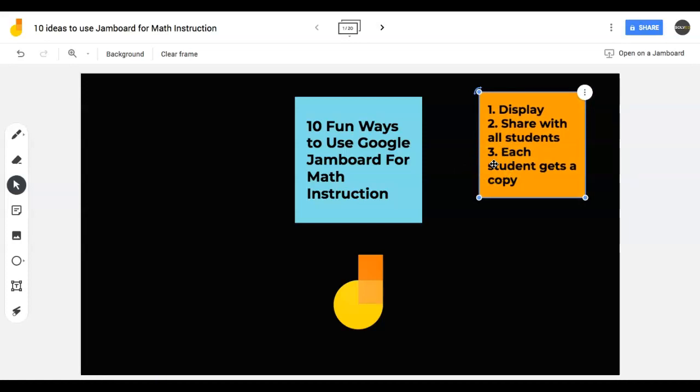with your student. Number 1, display it. Number 2, share with all students, where all students will have access to the same board and edit the same board as a collaboration. And number 3, you could share a copy with each student, where each student will get their own copy and they'll be able to work individually on each one without seeing each other's work.